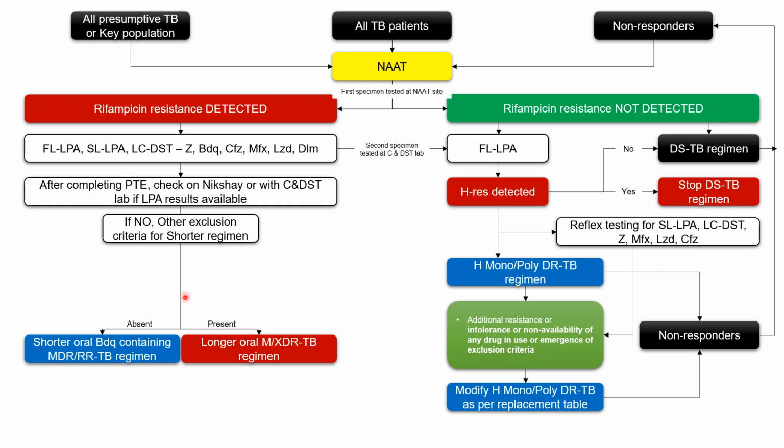All this has to be done if LPA results are not yet available. But at any point of time, if LPA results become available, then depending on the report of those tests, we have to give the treatment. But like we did in this case, we started the drug resistant tuberculosis therapy here, but we continuously monitored whether any additional resistance, intolerance, non-availability or exclusion criteria developed or not.